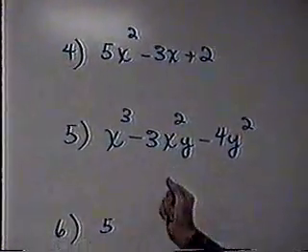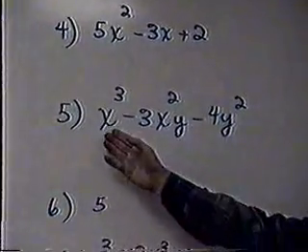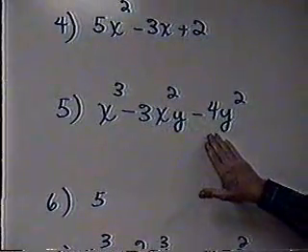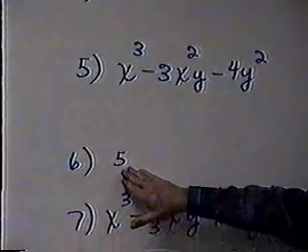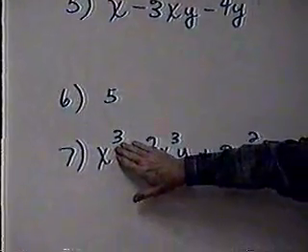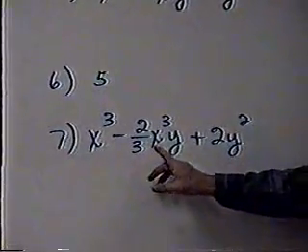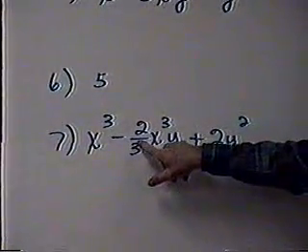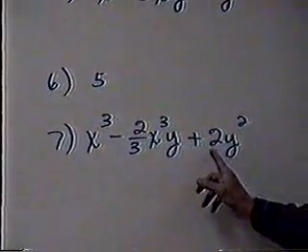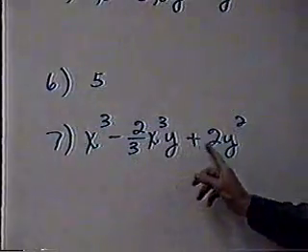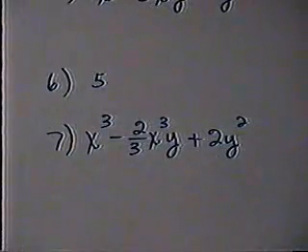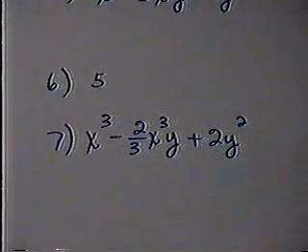Example 5, a polynomial. X cubed is a term, 3x squared y is a term, 4y squared is a term. This is a polynomial made up of terms. And here's a term that's made up of multiplication and division. Okay, but that's a term. And so an expression made up by terms that are added or subtracted is the concept that we want you to know about polynomials at this point.